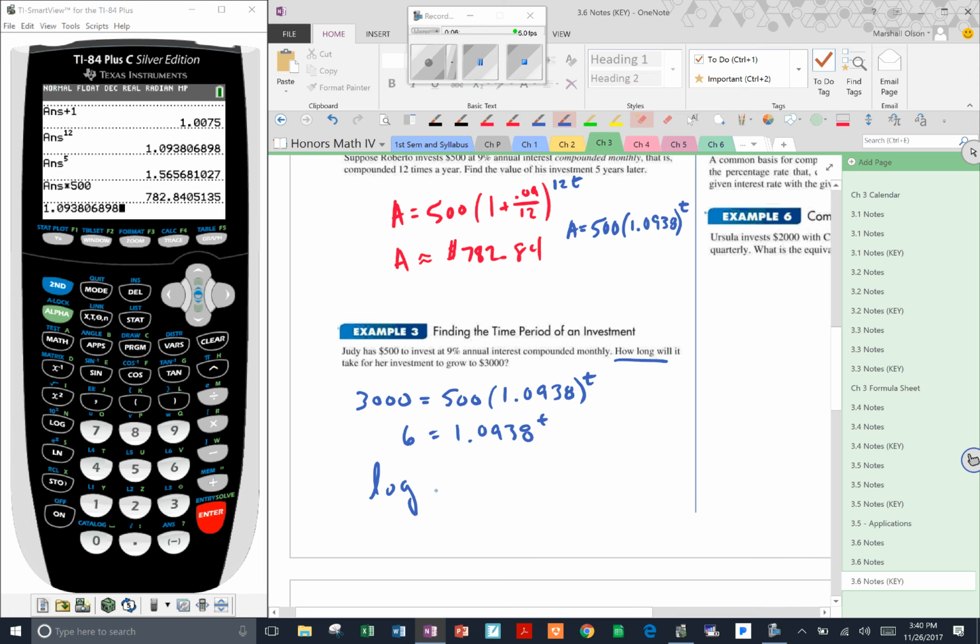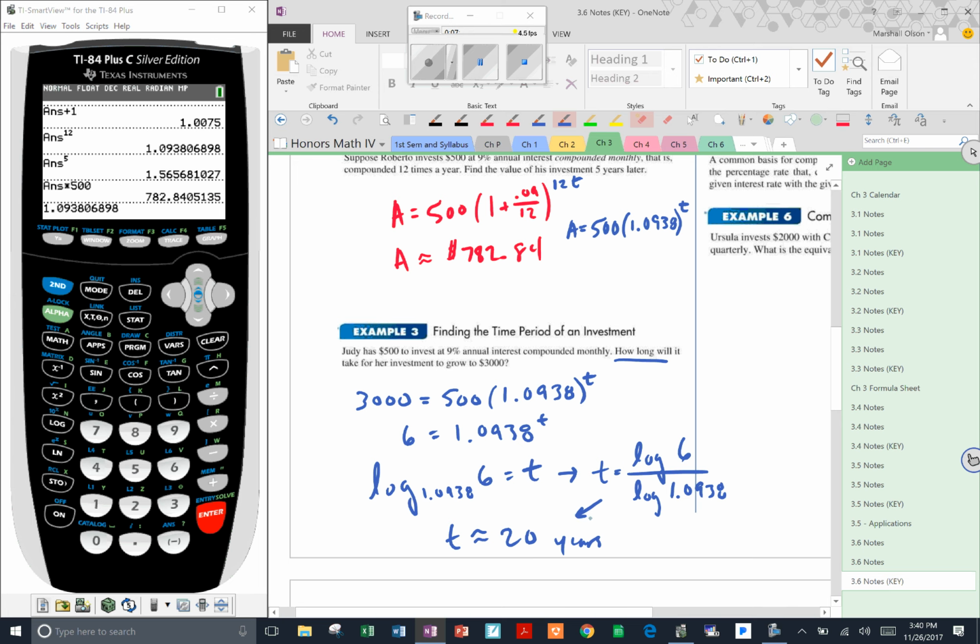Log base 1.0938. You can round that there if you want, but I would use the number that's stored in your calculator and your calculations. This would be log base 1.0938 of 6 equals t. Okay, and then that's going to end up giving you about 20 years by using the change of base formula. So actually I'll take the one extra step to do change of base, log of 6 over log of 1.0938, just so that we can show that we know the change of base formula.